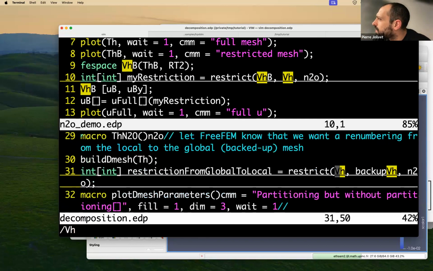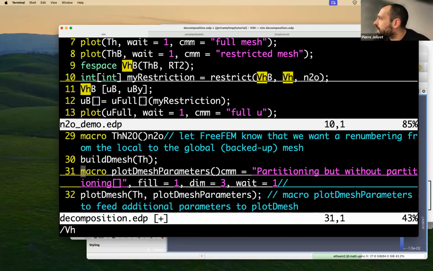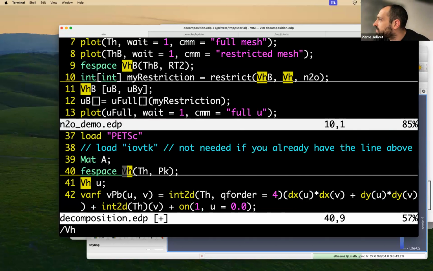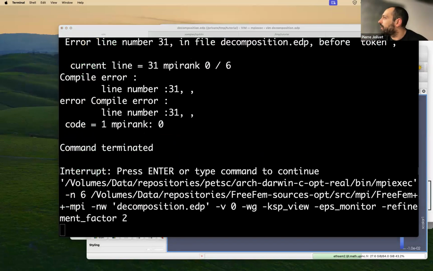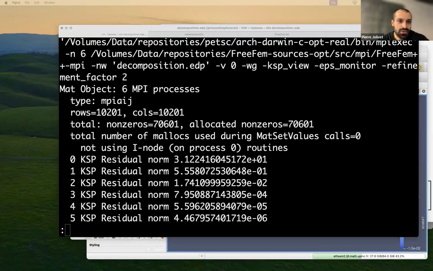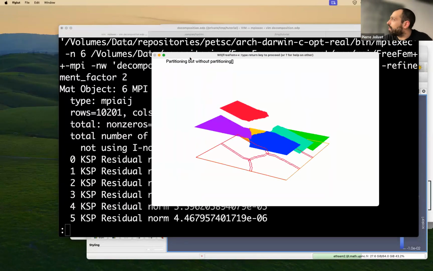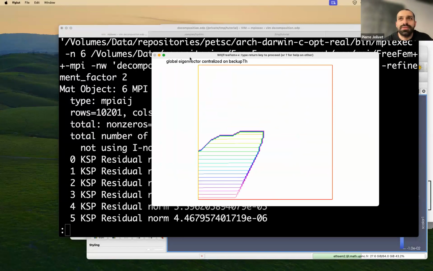What? Ah, of course. Backup VH is defined just here. Okay, so now, spoiler, it won't work. This is not the eigenvector. We, of course, are only doing the plotting on the first process, and we are doing the conversion from local to global on each subdomain. But now we need to sum up all the local pieces together.